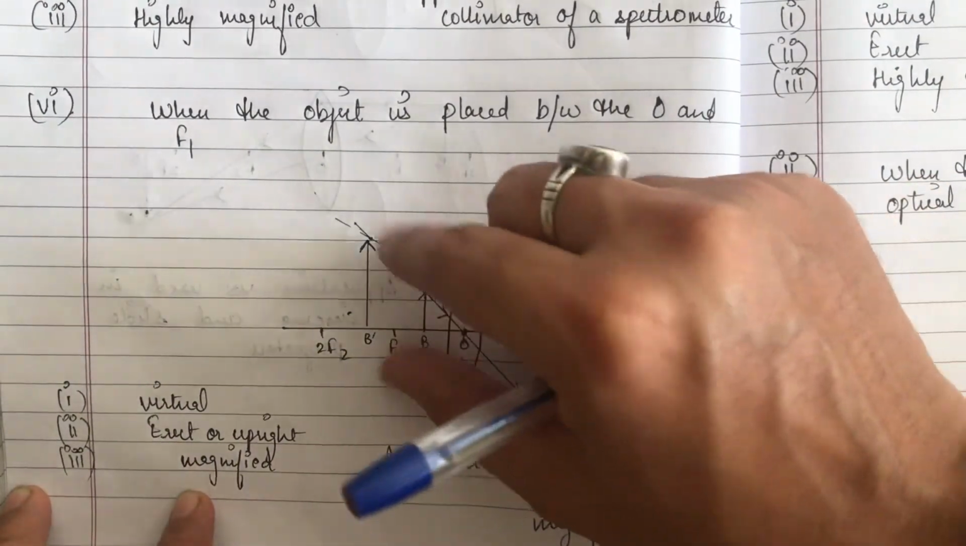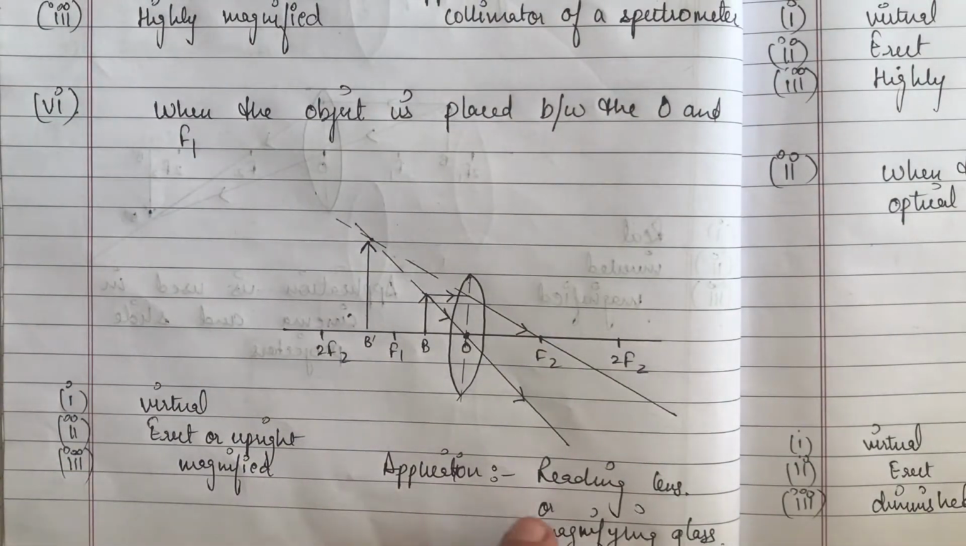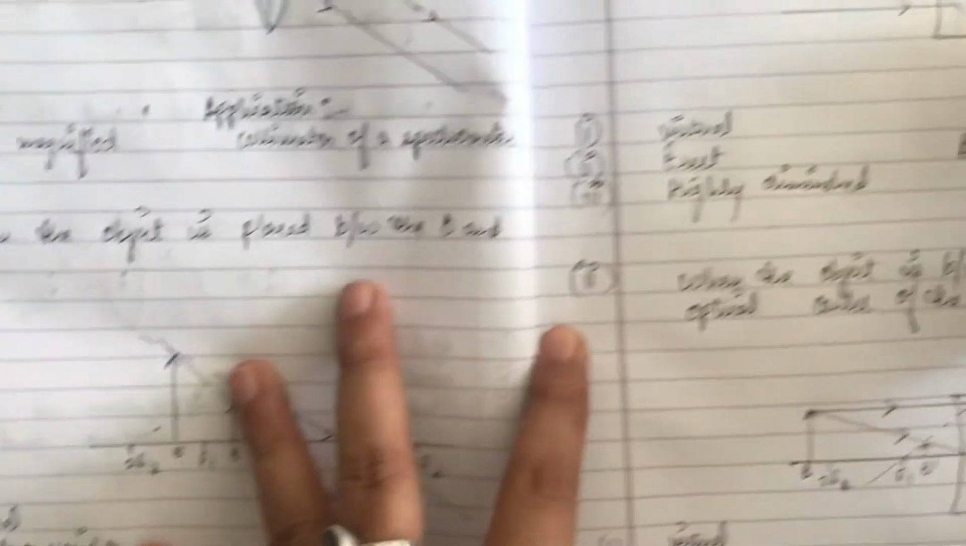And you can see it is magnified. So the application, it is used in reading lens or magnifying glass. This was all the 6 cases we have discussed for convex lenses. Now we will discuss 2 cases of concave lenses, for a concave lens. So let us see that.